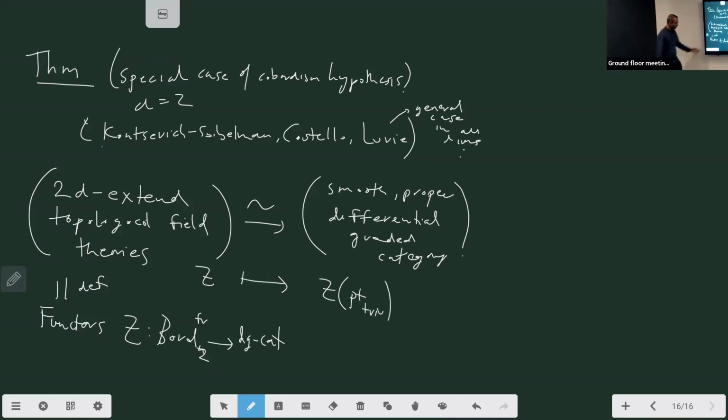The Z you should think of as the partition function, and you should think of this arrow as something that assigns to every manifold of dimension less than 2 an invariant. So to closed manifolds of dimension 2 it assigns numbers. To closed manifolds of dimension 1, it assigns chain complexes. And to points, it assigns DG categories. So the point is that to know this extended topological field theory is the same thing as to know a certain category.